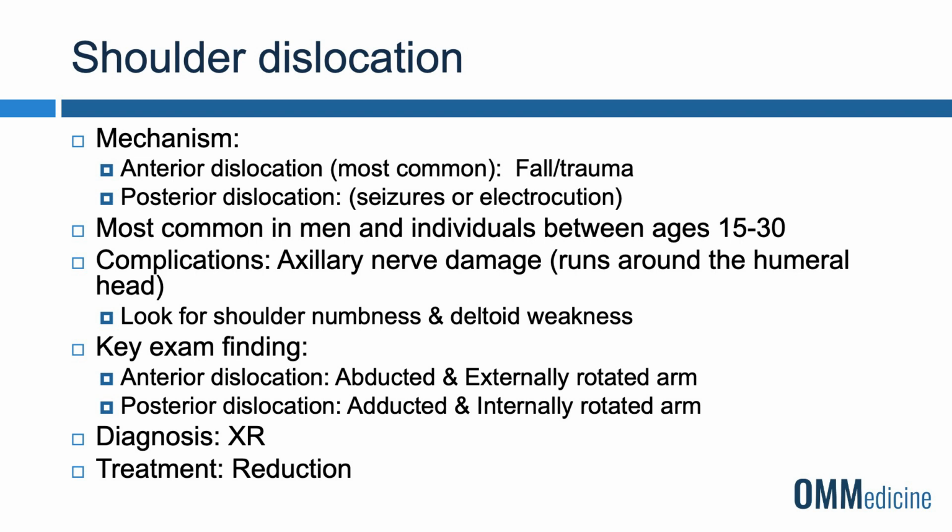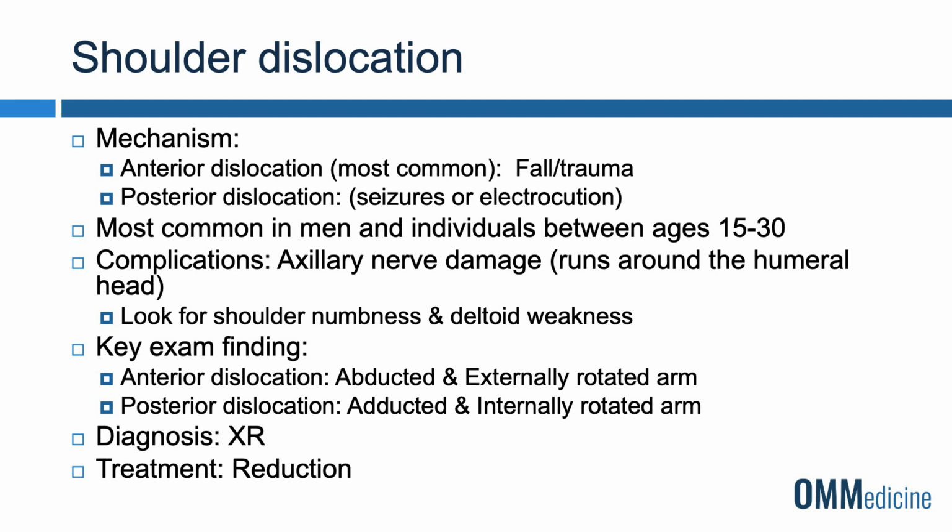And one other key finding that you should be familiar with, especially for test questions, is how the patient's arm presents in the clinic, as this will help you differentiate between anterior and posterior dislocations. So for an anterior dislocation, we are going to expect the arm to be abducted and externally rotated, and for posterior shoulder dislocations, we would expect the arm to be adducted and internally rotated.